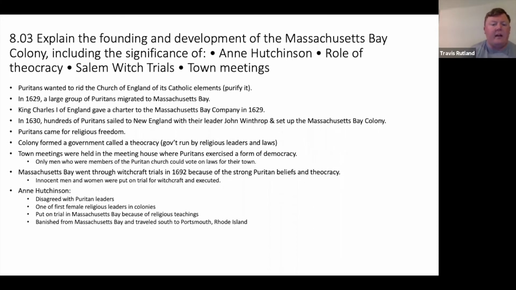The last one here, Anne Hutchinson, disagreed with Puritan leaders. She was one of the first female religious leaders in the colonies, and she was put on trial in Massachusetts Bay because of her religious teachings. They banished her from Massachusetts Bay, and she traveled south to Portsmouth, Rhode Island.